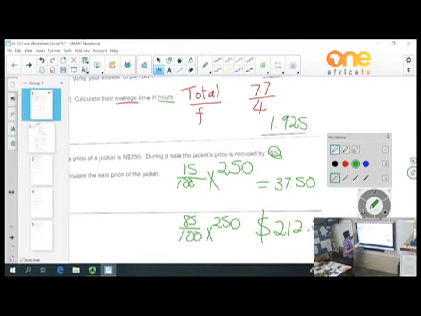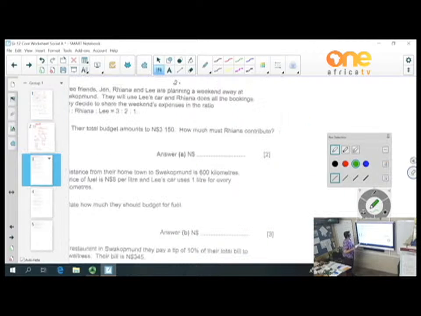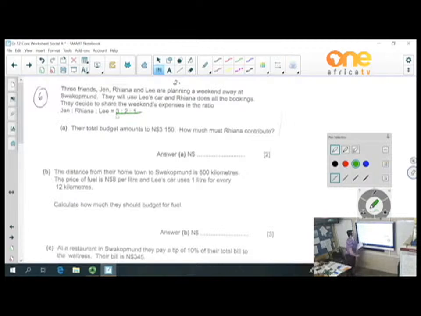Right, the next one. 3 friends, Jen, Rihanna, and Lee are planning a weekend away at Swakopmund. They will use Lee's car and Rihanna does all the bookings. They decide to share the weekend's expenses in the ratio 3:2:1. So there's the ratio now there. Their total budget is $3,150. How much must Rihanna contribute?